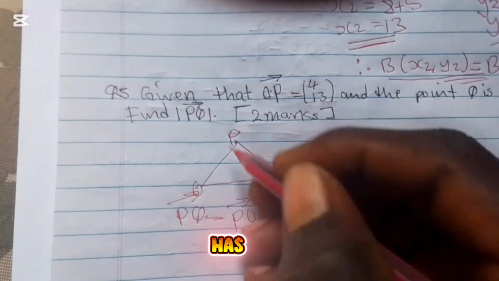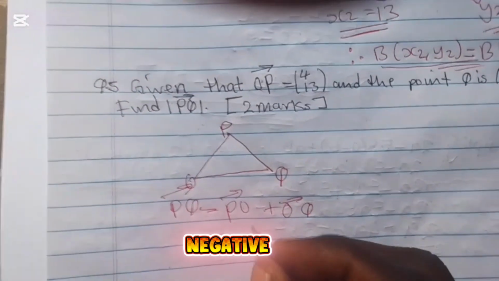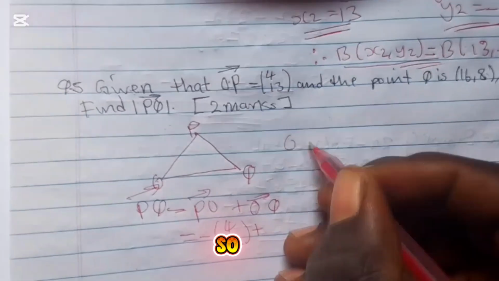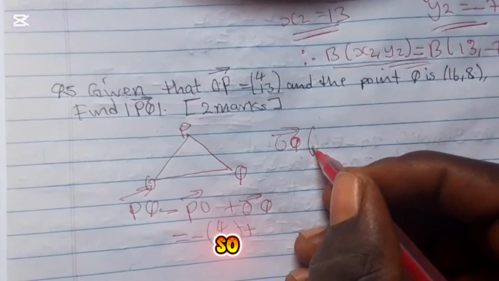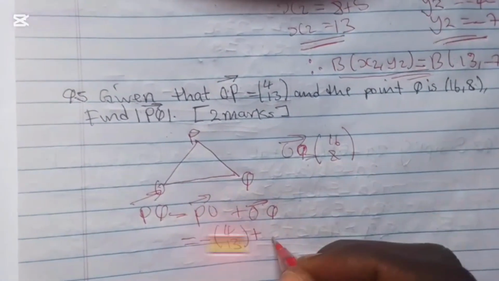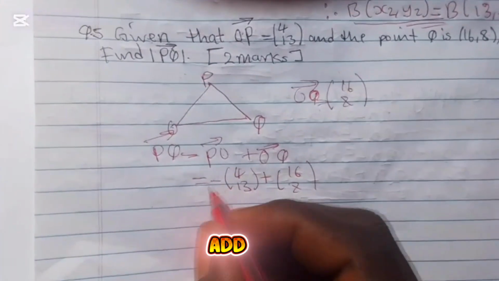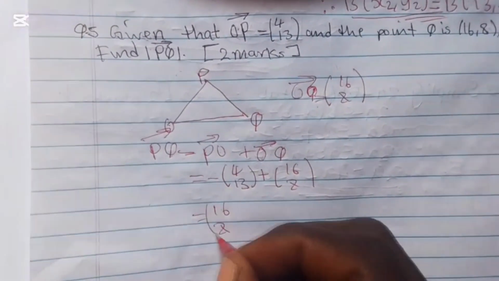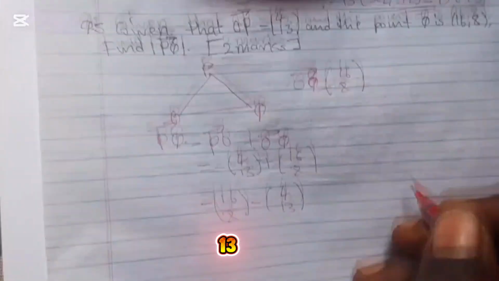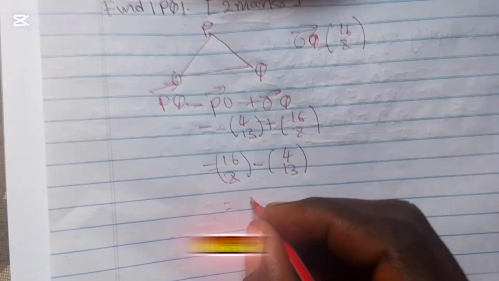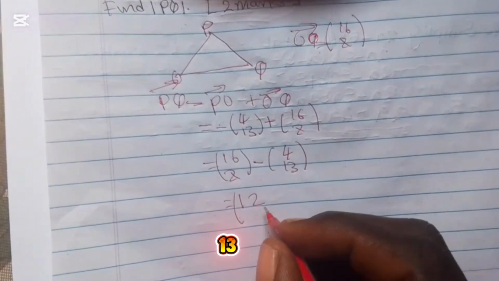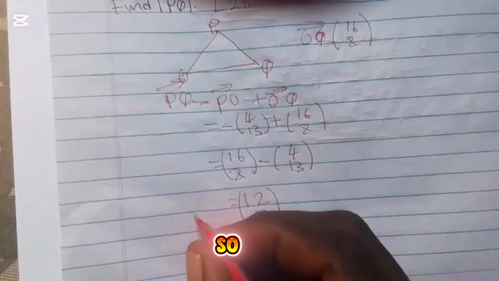Here it has the arrow going the opposite way, so it will have a negative, open bracket, 4 and 13, plus OQ. We have been given point OQ, so we're going to write it in vector form. So OQ is equal to 16, comma 8. So we're going to add here. So we're going to write it like this: 16 minus 4, then 8 minus 13, so negative times positive is negative. So 16 minus 4 is 12, and 8 minus 13 is negative 5. So this is the vector PQ.